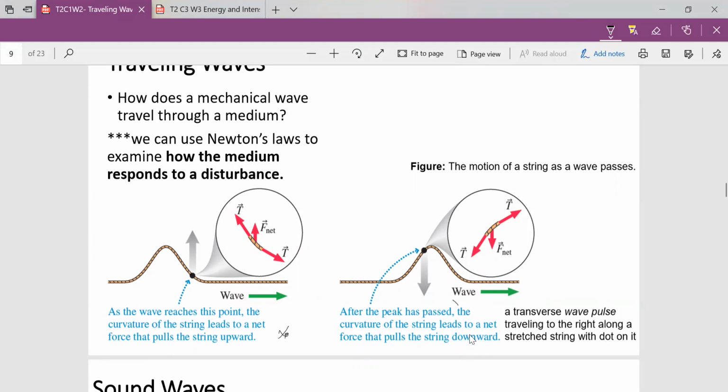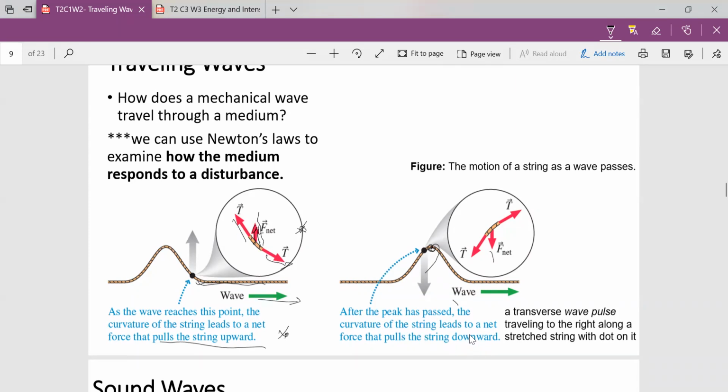So as the wave reaches this point with the dot, the curvature of the string leads to a net force that pulls the string upward. This is the force diagram of what is happening here. The wave at this dot has a net force that pushes it up. The tension on the rope, in the direction of the wave, gives a net force that pushes it up for the wave motion to travel across that point.